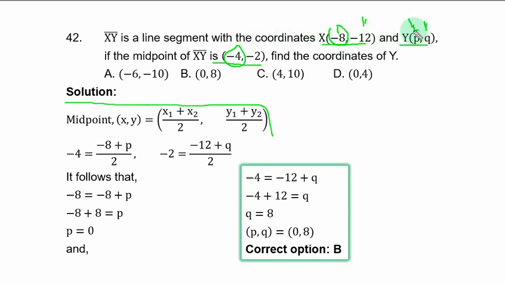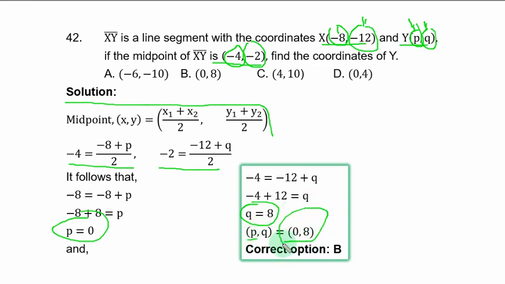S1 plus S2 equal to the midpoint -4, and that is what you have here. When the midpoint is -2, you have Y1 (-12) plus Y2, that is Q, equal to -2. From the two linear equations, you solve for P and Q. The first one, P is equal to 0, and the second one, Q is equal to 8. So coordinate Y, that is (P, Q), is equal to (0, 8). B is the correct option.